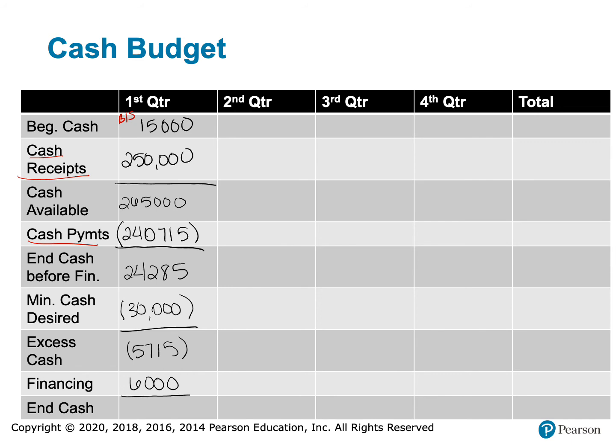So now my ending cash balance, and this gets a little bit tricky, so pay attention to me here. My ending cash balance is the ending cash before financing plus the financing. So these two numbers added together are going to give me my ending cash. So if I had 24,285 and I borrowed 6,000 on my line of credit, that would give me an ending cash balance of 30,285. So now let's do the second quarter together.